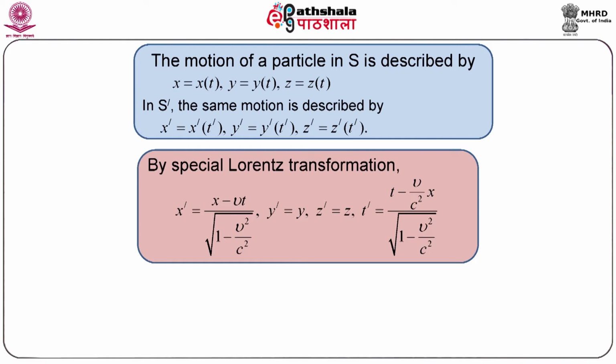Lorentz transformation formulae give a transformation for time, which is absent in the Galilean transformation. This is the speciality of the Lorentz transformation. Please note it.